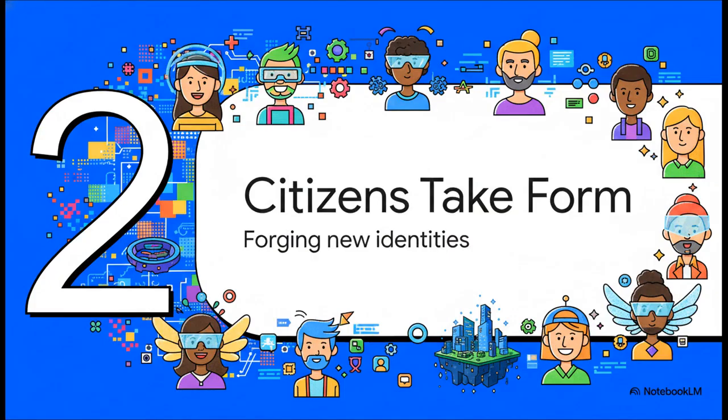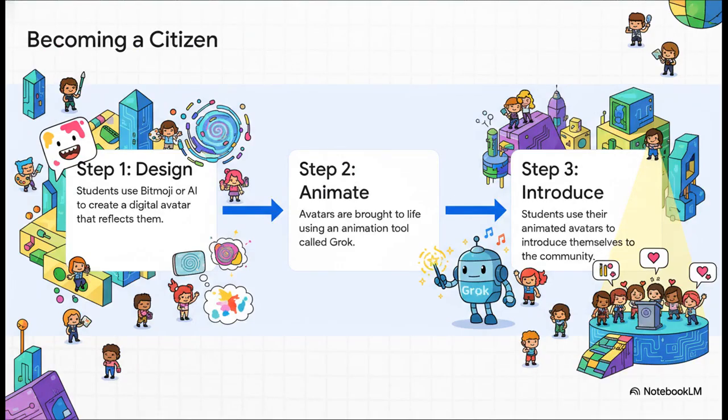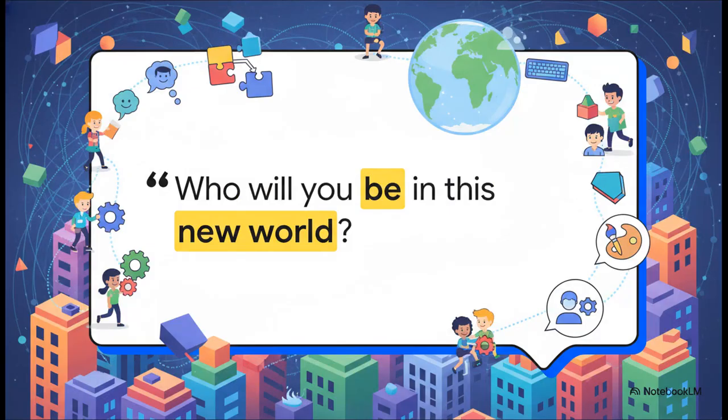So, first things first, before you can have a nation, you gotta have citizens, right? And in a digital world, that meant every student had to create their own digital self, their own avatar for this brand new frontier. The whole process kicked off with just pure creative freedom. Students got to be digital artists, using tools like Bitmoji, where you can make your own cartoon emoji, or even using AI to design an avatar that felt like them. Then, they used this simple animation tool to bring those static images to life, making them ready to say hello to their new community.